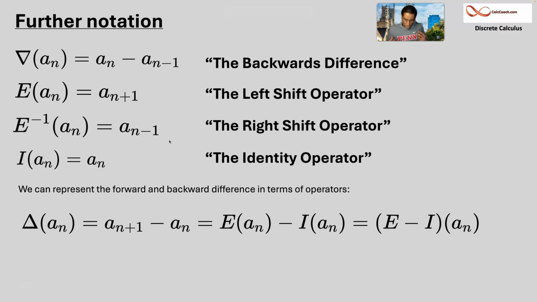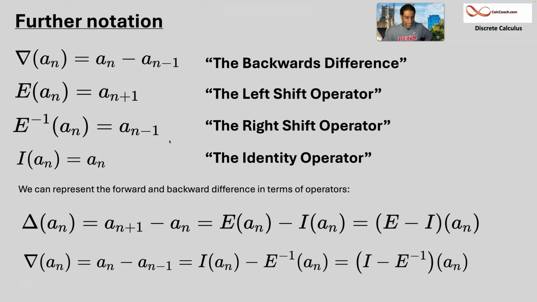Okay, applying the forward difference is applying the left shift and then subtracting the identity. And we can pull that out and factor out the sequence part. And E minus I accomplishes our forward difference. And then our backwards difference will be accomplished with I minus the E inverse: the identity operator, and then we subtract the right shift operator.